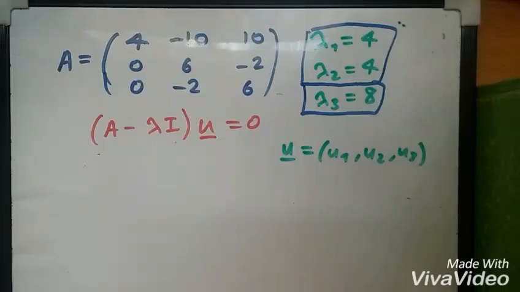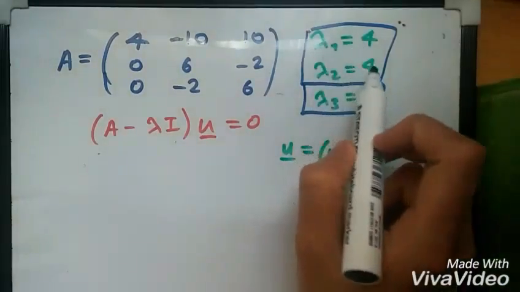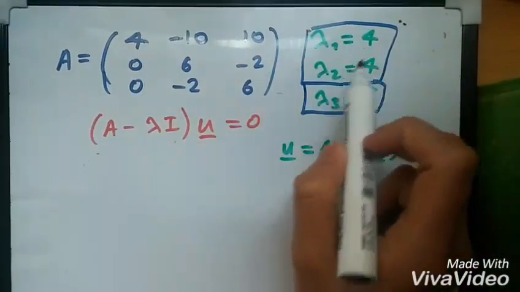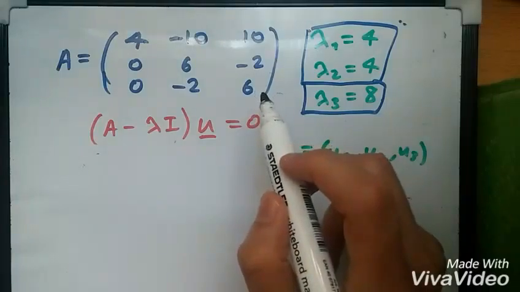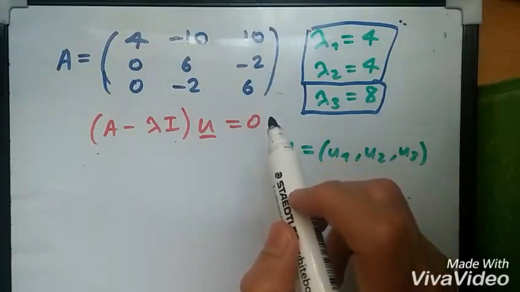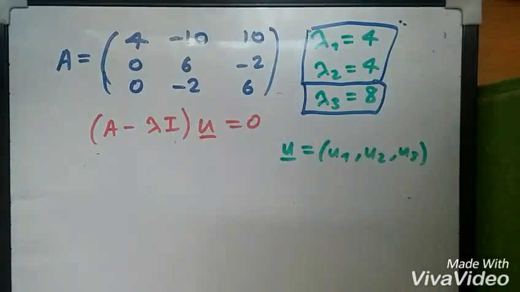In the previous one, we calculated eigenvectors for lambda equals 4. Since there were two of them, it was only necessary to do one. So in this part, we're going to calculate what happens when lambda equals 8, just to get a better idea of eigenvectors and understand different cases. So let's cut straight to the chase.